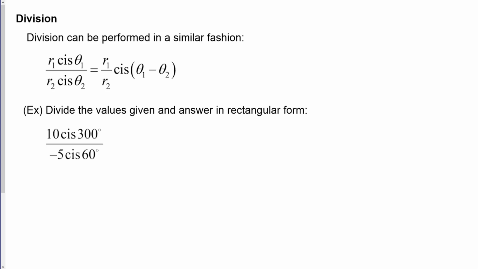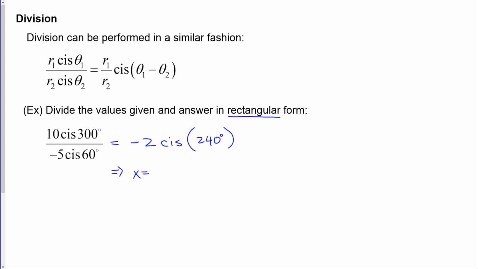So in order to do that, we'll take the two radii that are provided. So 10 divided by negative 5, that is negative 2. Now, the angle measure we find by subtracting. So 300 minus 60 is 240. We already have our answer. We've divided and we have our answer in trigonometric form, although it's asking here to provide the answer in rectangular form. So it wants us to convert. So basically we need to figure out what sine and cosine are for 240 degrees.